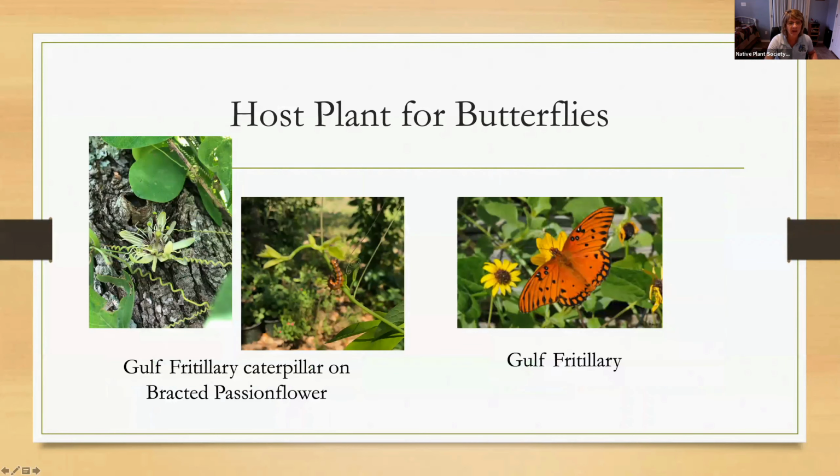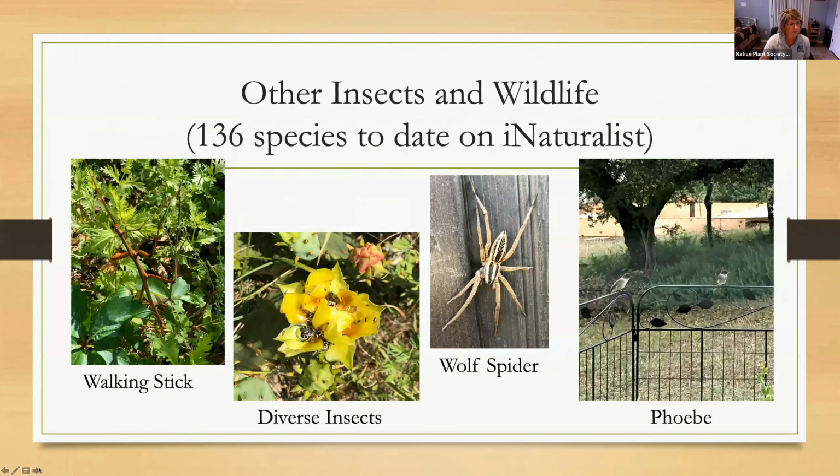I also have had this bracted passion flower growing on one of my oak trees for now a couple years, and this year it really got kind of robust and it's flowered quite a lot. But the Gulf fritillary butterflies have found it, and I noticed they've started laying eggs on my passion flower because that is their host plant. They love it. And so now I get to see Gulf fritillaries in my yard all the time, or often.